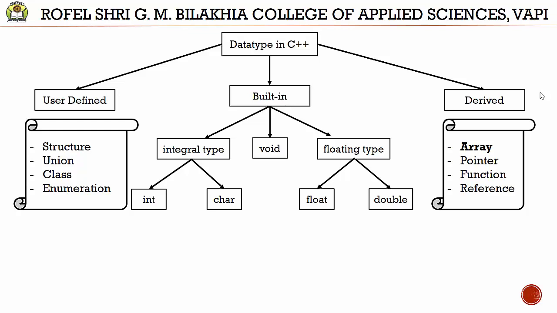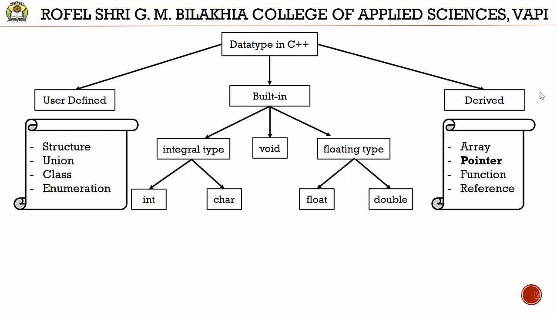Now the next derived data type is pointer. A pointer is a variable that can store the memory address of another variable, right? What is stored in a pointer? A memory address is stored. A pointer allows us to use memory dynamically. That is, with the help of a pointer, memory can be allocated or deallocated to a variable at run time. So to allocate and deallocate memory to a particular variable at run time, a pointer is used, right?